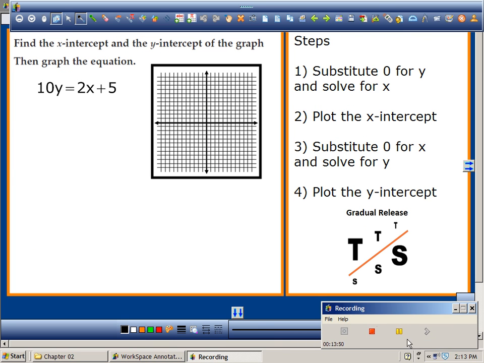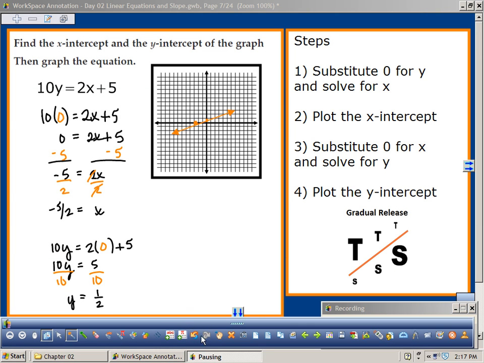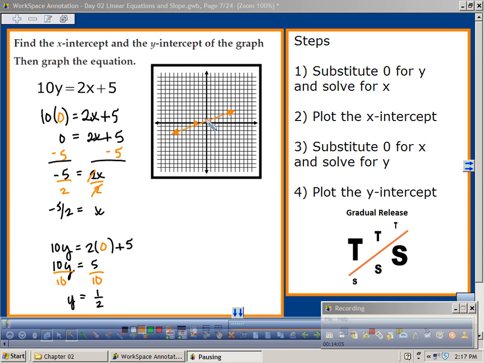Okay, you guys try one. I'm going to go ahead and do it with the screen blank. Okay, so here's my solution. I substituted 0 in for y. I got -5/2. Plotted it. Substituted 0 in for x. Got 1/2. Plotted it. Drew my lines. Questions? Yes.